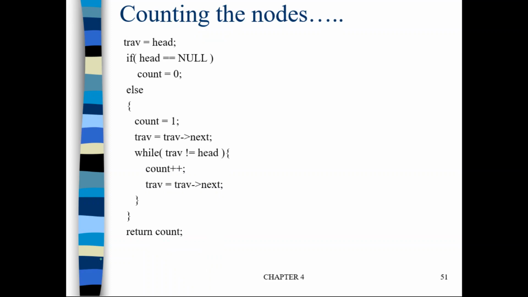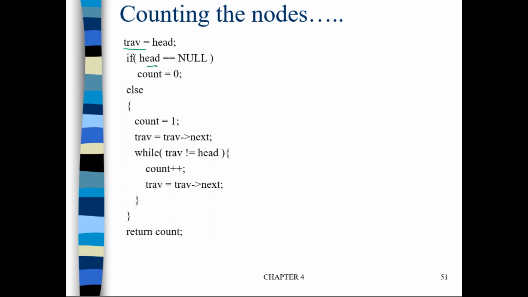Okay. Next, counting the nodes. Here we are introducing one more function, which is to count the number of nodes in a circular singly linked list. The logic is pretty simple. First we make traverse point to head, that is, traverse is pointing to the first node.